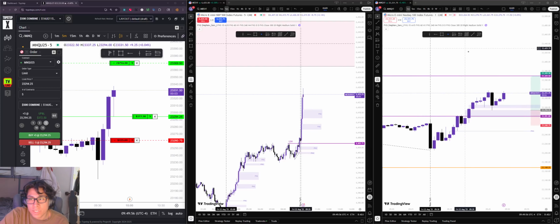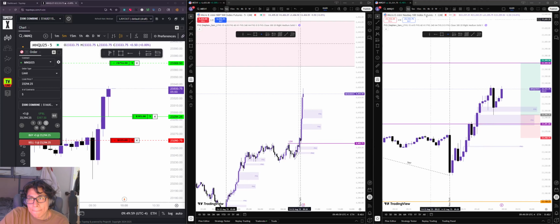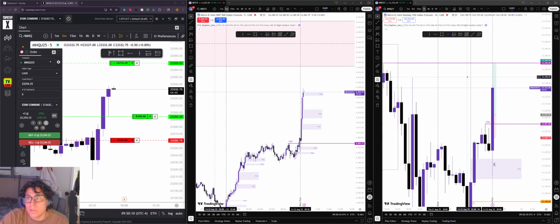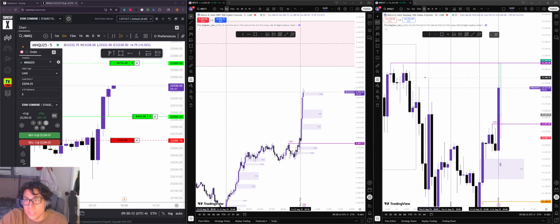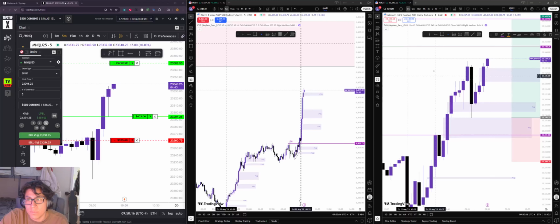I'm thinking maybe I want to take partials, but not sure. I think we just want to run through the liquidity and take it in one go. But let me mark it out so I know where I'm looking at. So I'm looking at liquidity sitting at this point right here. We haven't tapped into it just yet, but we might.